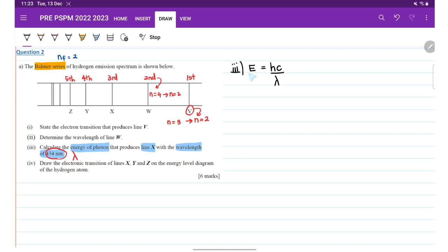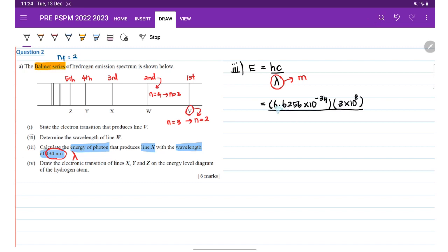Okay, so apa dekat sini? We want the value of energy. H and C are both constant. Okay, dan this constant you can find from the list of constant dan wavelength dah diberi. Cuma dekat sini be very careful. Okay, untuk wavelength dekat sini you need to make sure that the wavelength is in meter. Okay, so yang kita ada dekat sini adalah 434 nanometer. Okay, so, let's substitute the value.